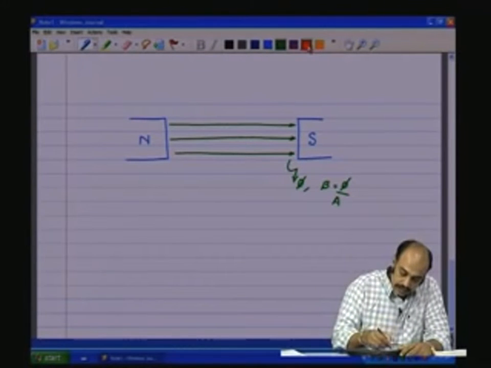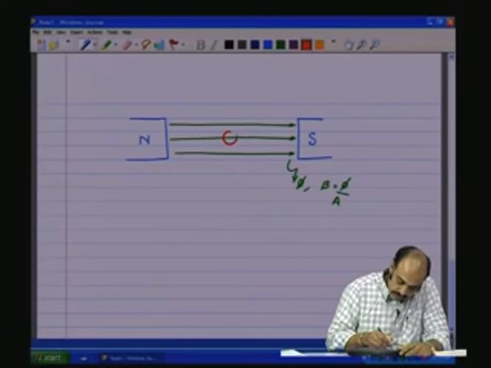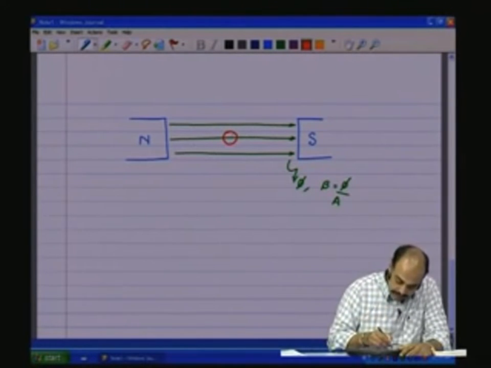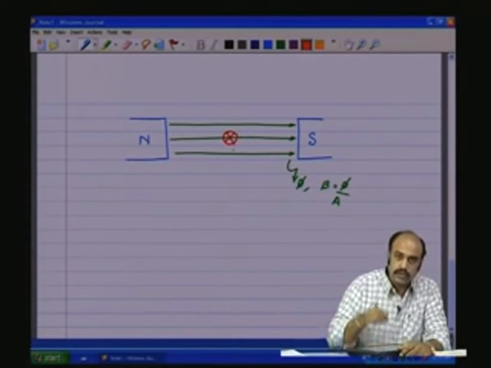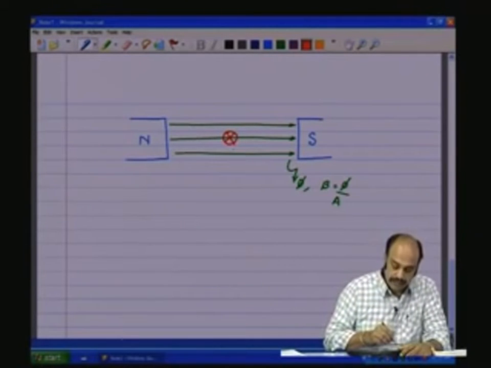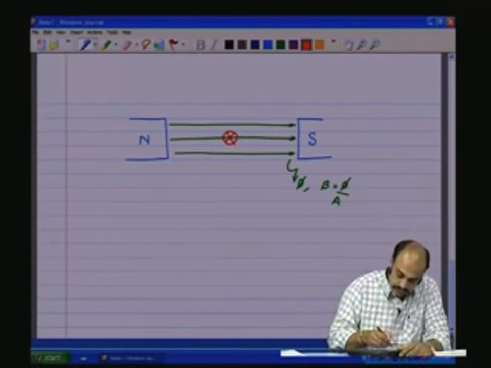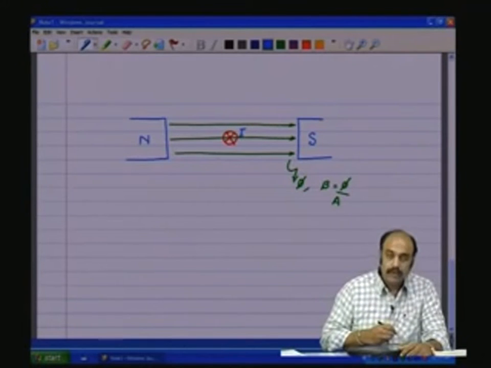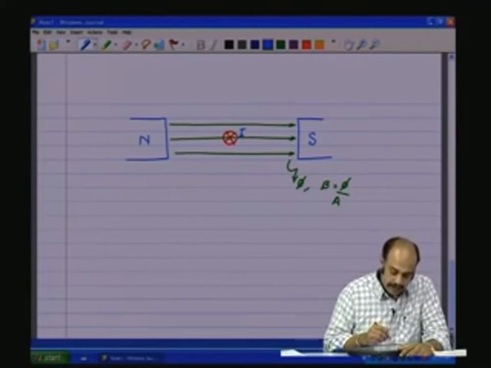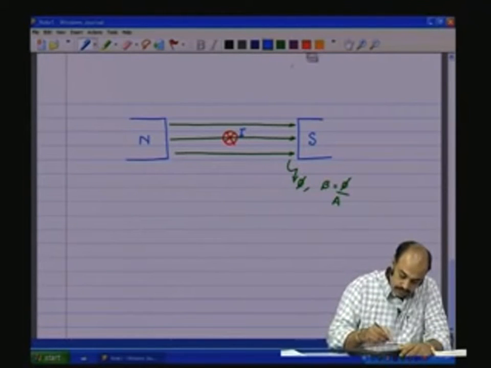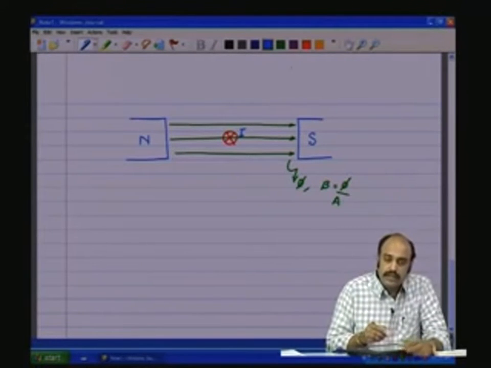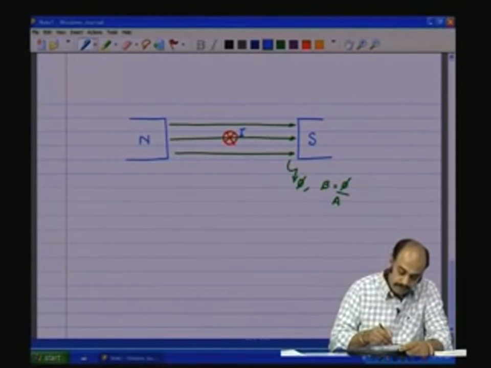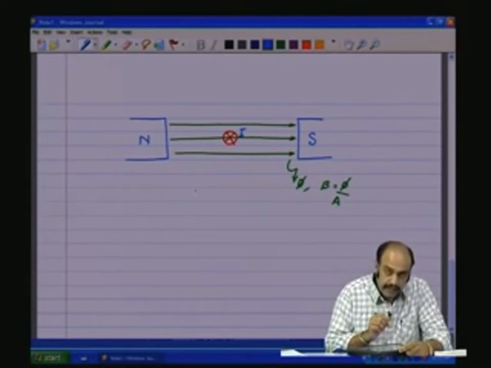Now here let us place a conductor and let a current flow through the conductor, and we are passing a current through the conductor, and the direction of the current is going into the board. Now we saw that when there is a current flowing through the conductor, by the right hand rule there is going to be a magnetic field set up around the conductor.